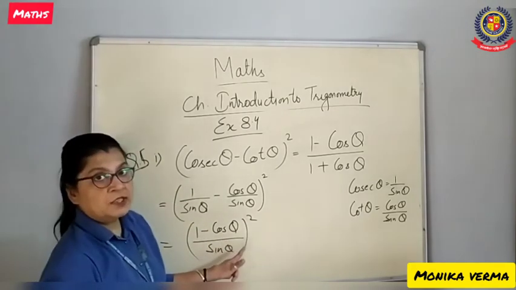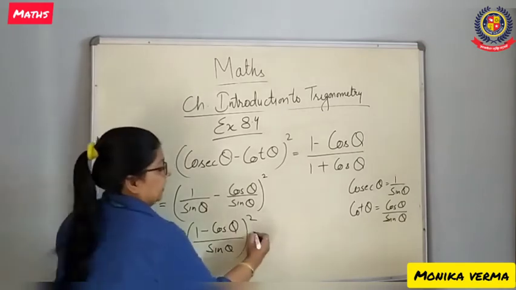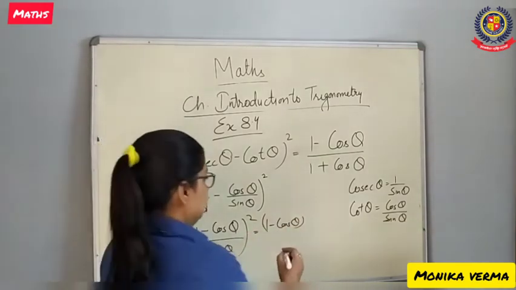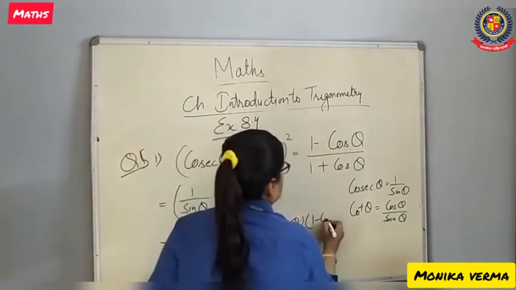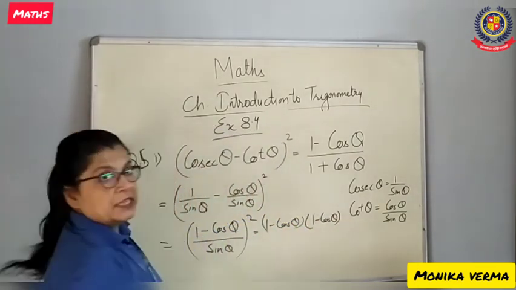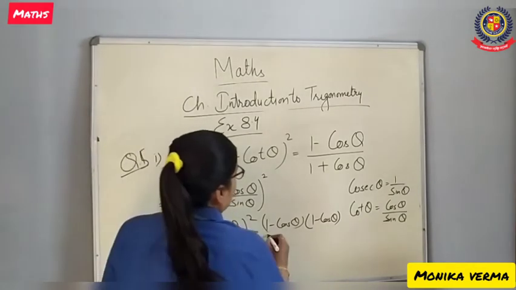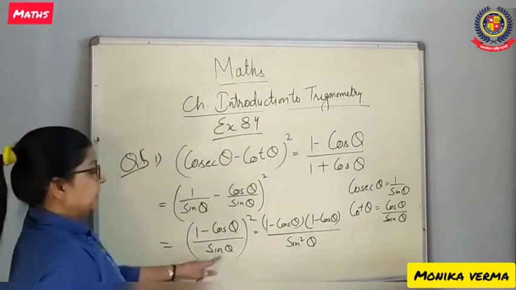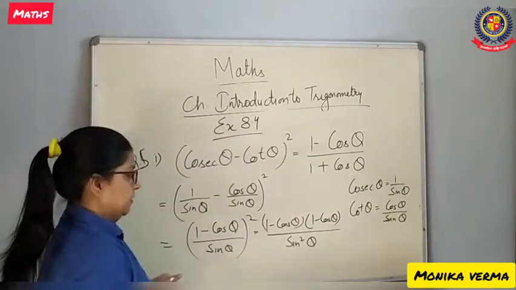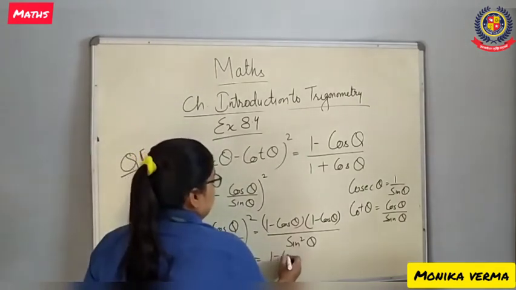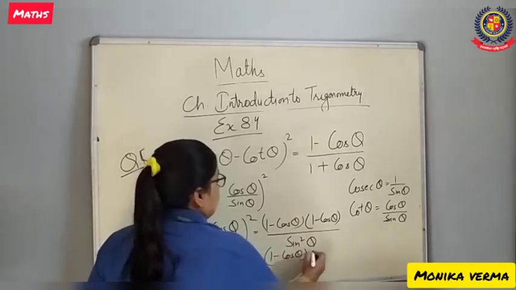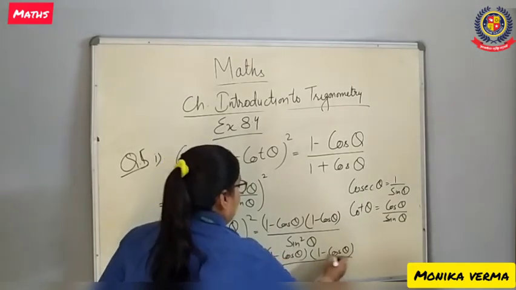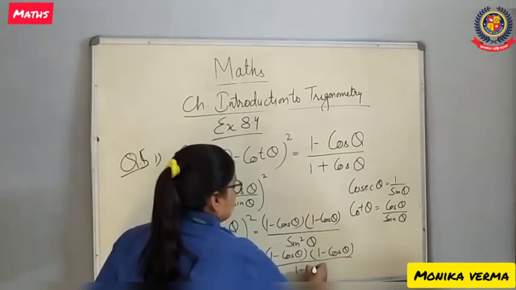Now 1 minus cos theta whole square, can we write it like this? 1 minus cos theta times 1 minus cos theta, A minus B, A minus B. We are not using any identity, we are just writing it as it is. Sin theta whole square means sin square theta. So now we will write it as 1 minus cos theta times 1 minus cos theta upon 1 minus cos square theta.